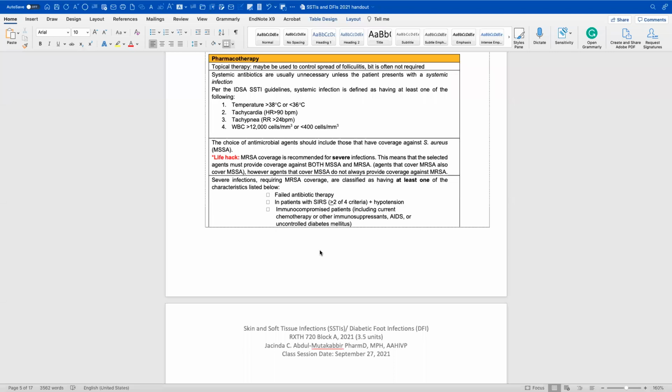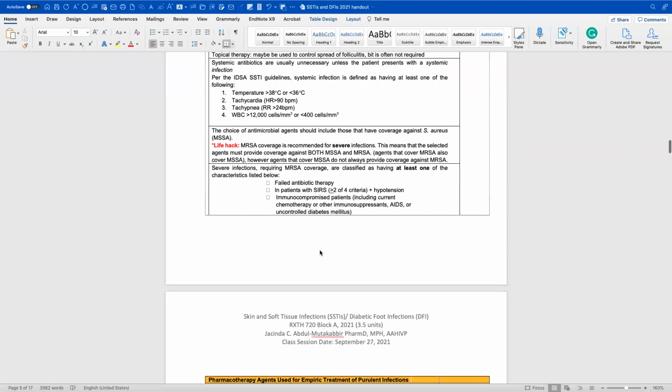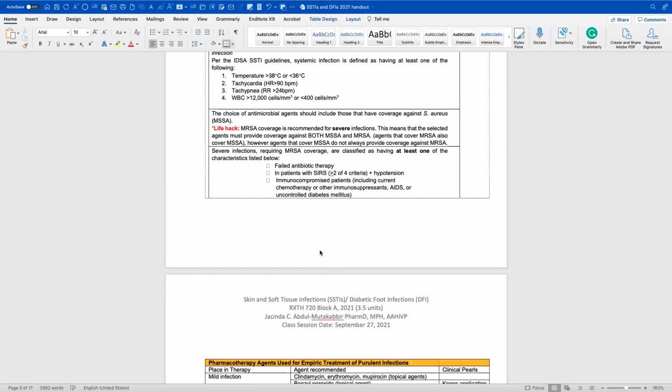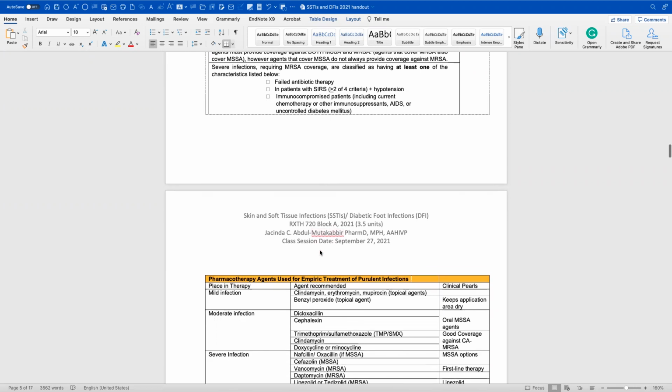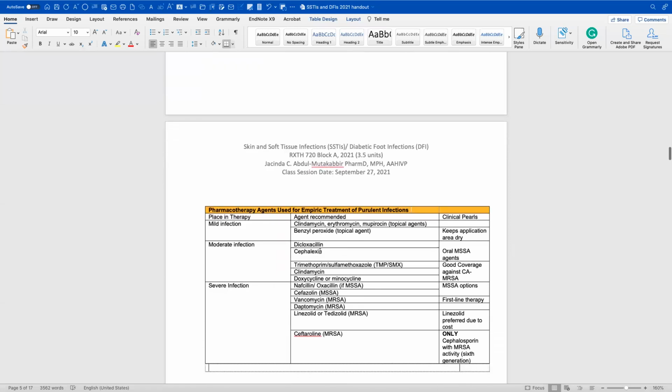Severe infections requiring MRSA coverage are those that present with at least one of the following characteristics that are listed. Those patients that have failed antibiotic therapy, those patients that have greater than or equal to 2 of the 4 criteria for SIRS plus hypotension, or an immunocompromised patient. You want to make sure that you have an agent that covers MRSA. That means they have a severe infection, meaning you want to scale up their therapy. We'll go through the algorithm and I'll better explain that so you all are explicitly clear on that.